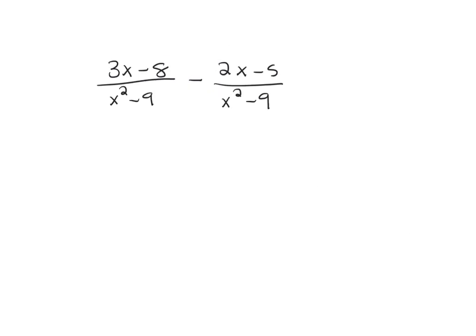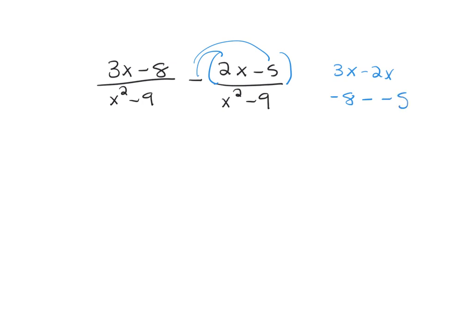So starting out, another example where we have common denominators. All we need to do is simplify the numerators. The only thing with subtraction that you have to be careful of is that you are subtracting both of those terms. So you have to think of it as 3x minus 2x, and then that's a -8 minus -5.